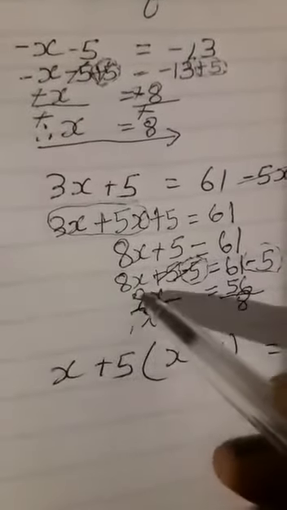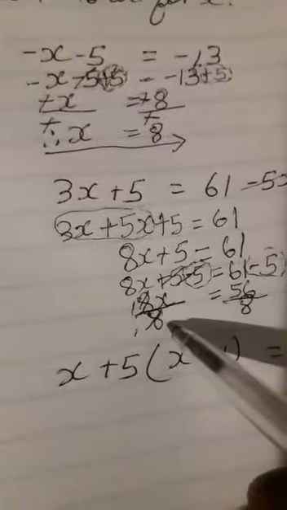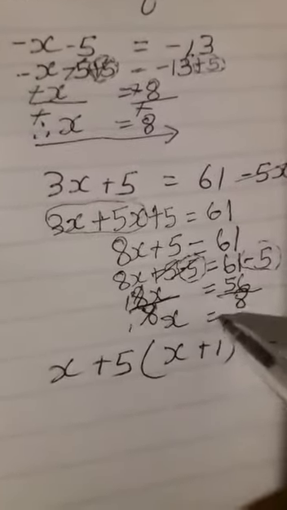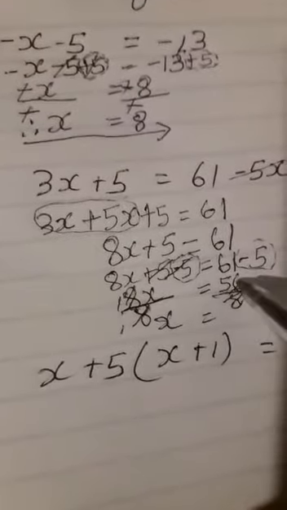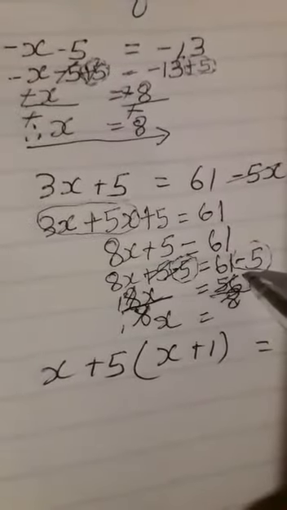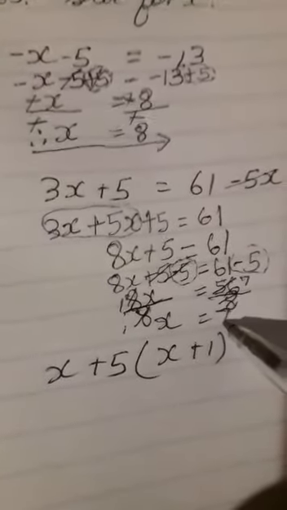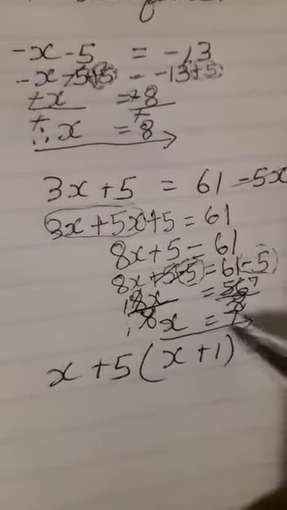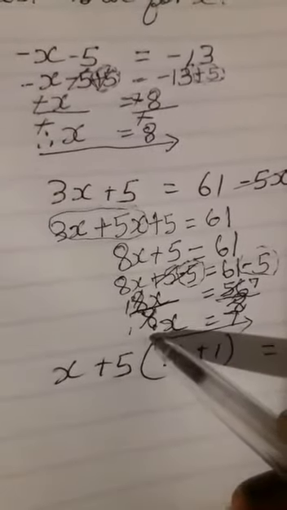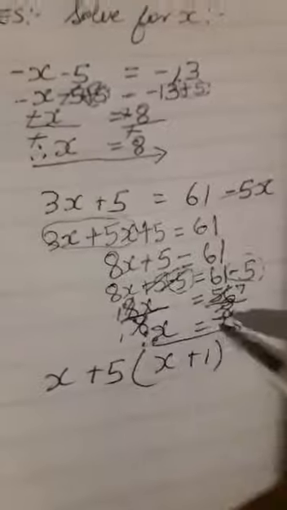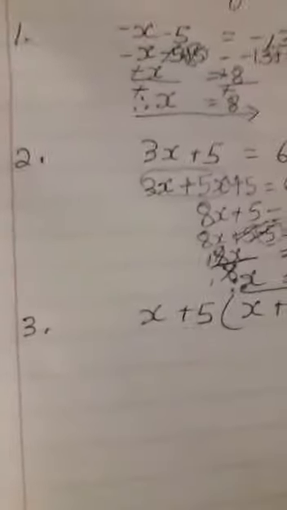8 goes here 1, 8 goes here 1, and you are left with x is equal to 8 goes here 1, 8 goes to 56 7 times. Then x is equal to 7. Therefore, the value of x is equal to 7. Number 3.